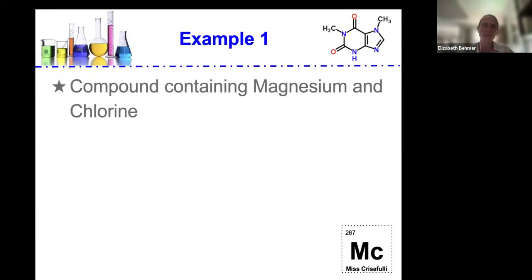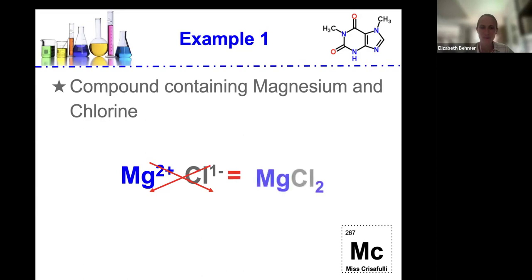Let's write the formula for the compound containing magnesium and chlorine. Magnesium has a 2+ charge, chlorine has a 1- charge. Take the sum of the charges, crisscross them to get MgCl2. So does that make sense? We've crisscrossed the charges, so we put this 2 positive charge by the Cl and this 1 charge by the Mg, so it disappears. So there's magnesium chloride.